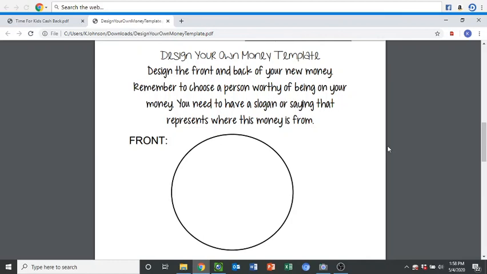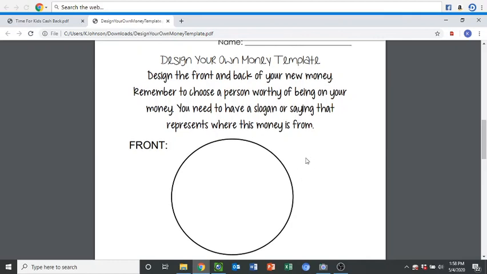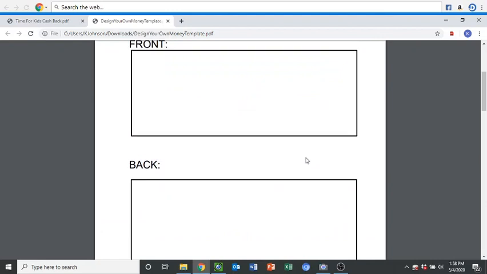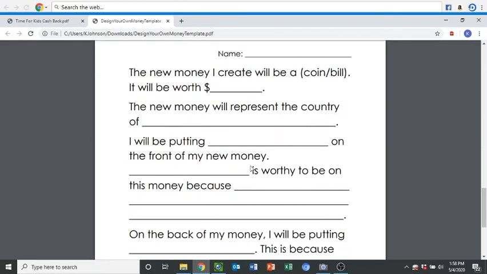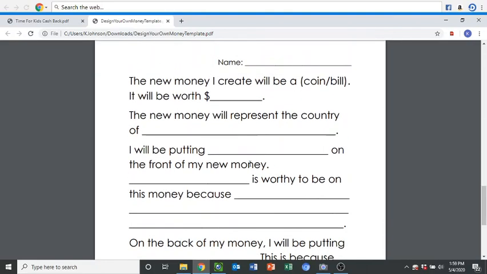The second page of this template is for if you were going to design coin money, but I want us to focus on our bill money. So we're going to use the rectangles as our template. Okay, so we'll just kind of skip this page. This page I would like you to fill out and be thinking about. You can either print it and fill in the blanks, or you can write the answers on a sheet of notebook paper. But I want you to remember, we're not doing coins, we're doing bills.